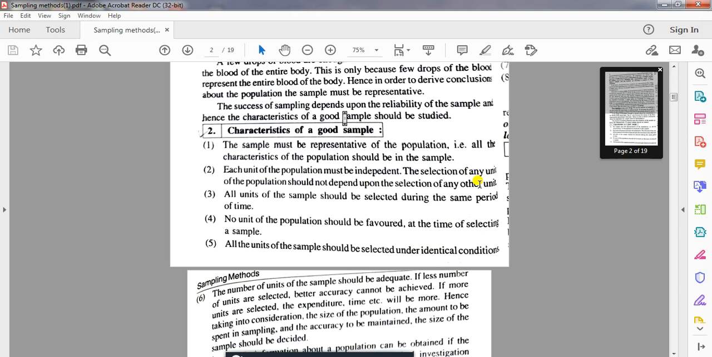So no kind of bias should come in, like thinking that since this one is selected, I have to select that one. Otherwise that will influence your final result, and maybe it will mislead or be wrong. Then the third one is, all units of the sample should be selected during the same period of time.